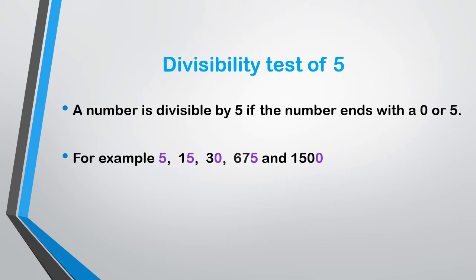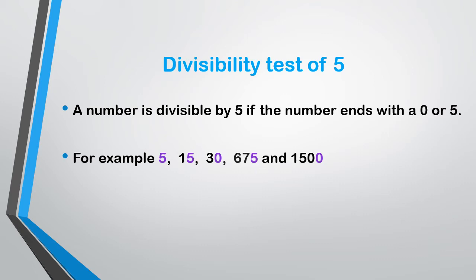Now 1500. What is the last number here? 0. So 1500 is also divisible by 5 because it ends with 0.